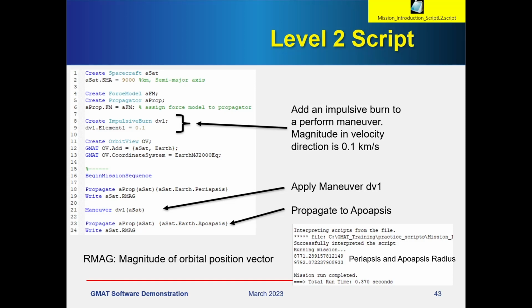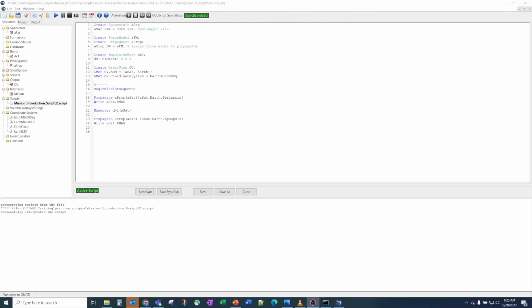You can see in the message window that the periapsis radius was 8,771 kilometers, and at apoapsis, the radius is 9,792 kilometers. Based on our knowledge of the default orbit, we know we have successfully raised apoapsis. We can also visually see the changes in our orbit view window. Now let's run our level 2 script. We'll hit save sync run.